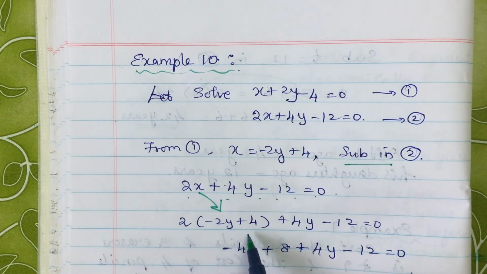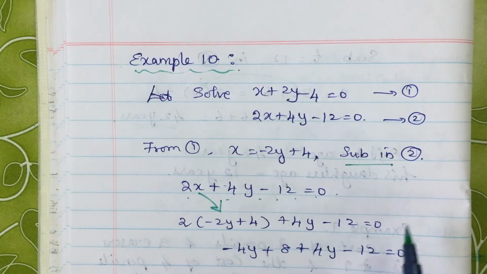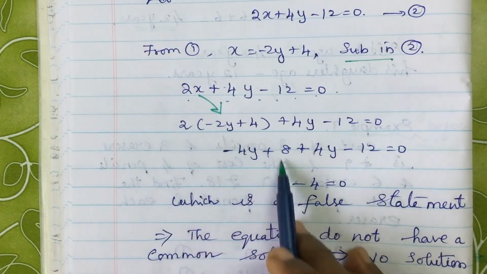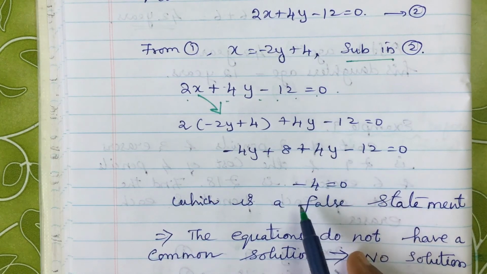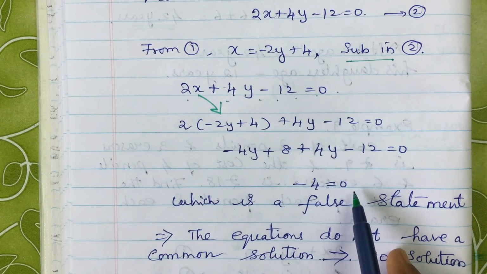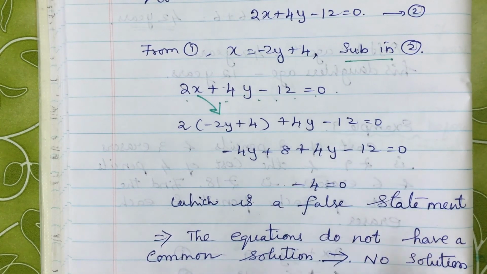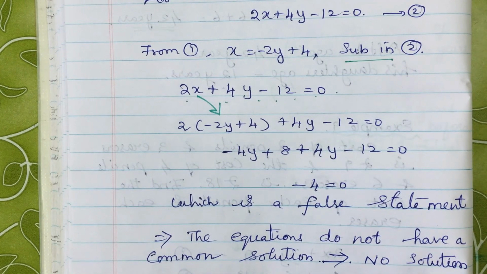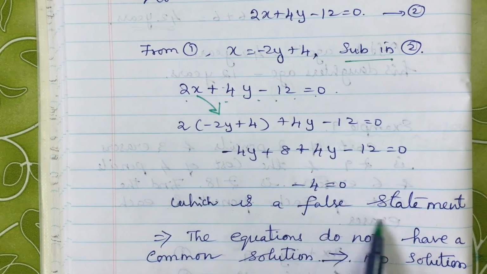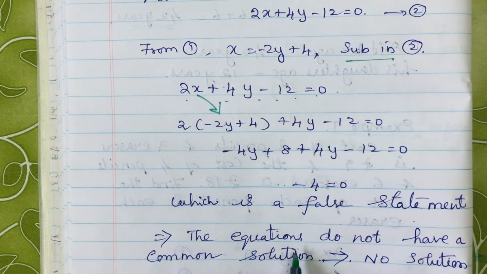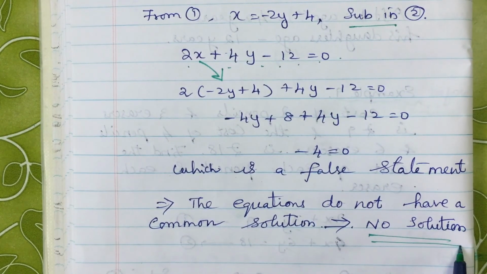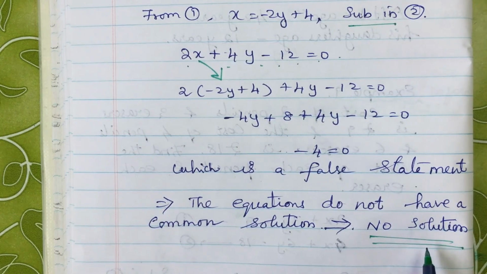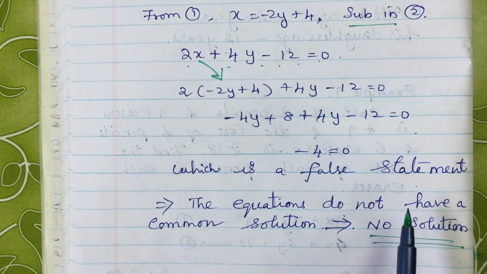Okay, so 2 into minus 2y plus 4, plus 4y minus 12 equal to 0. Right? After simplifying, I am getting minus 4 equal to 0. So this is always a false statement, because minus 4 cannot be equal to 0. Therefore, it is a false statement. Since you are getting a false statement, what you can interpret from this is that there is no solution. They don't have a common solution. Therefore, there is no solution for the equations given.